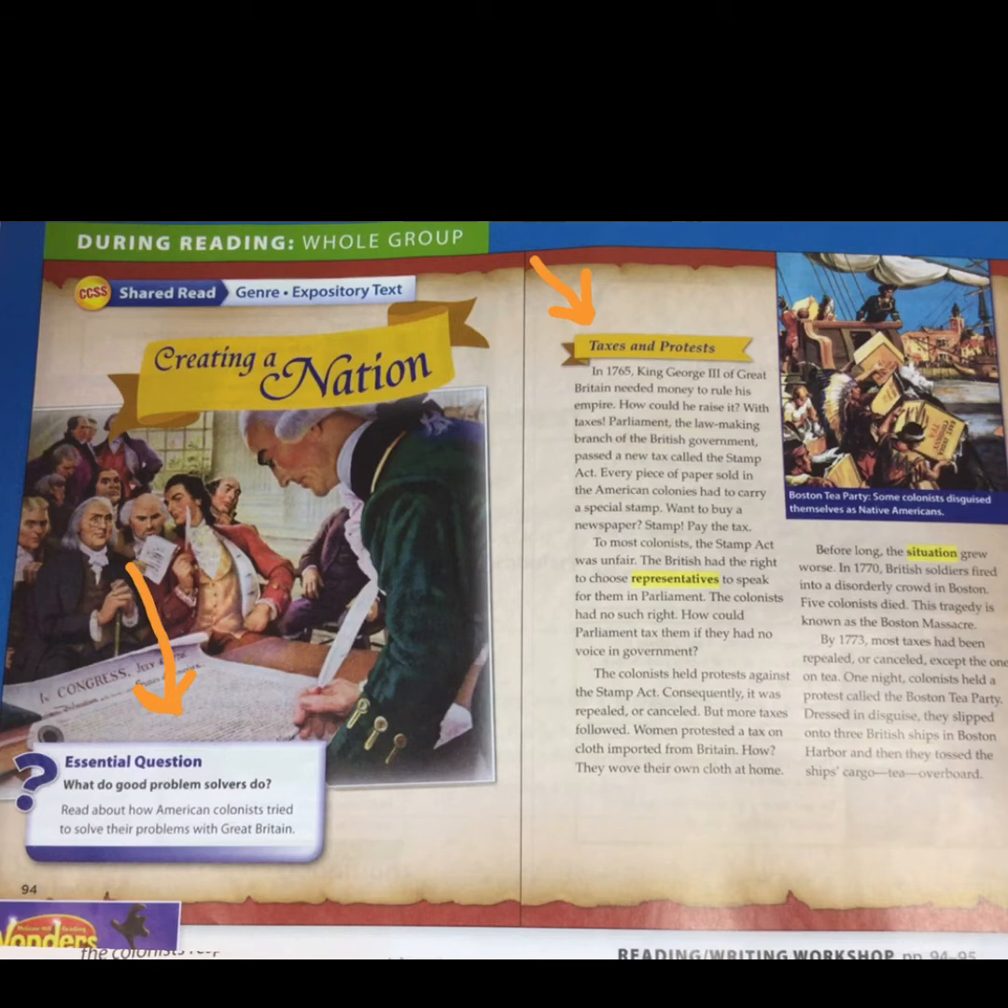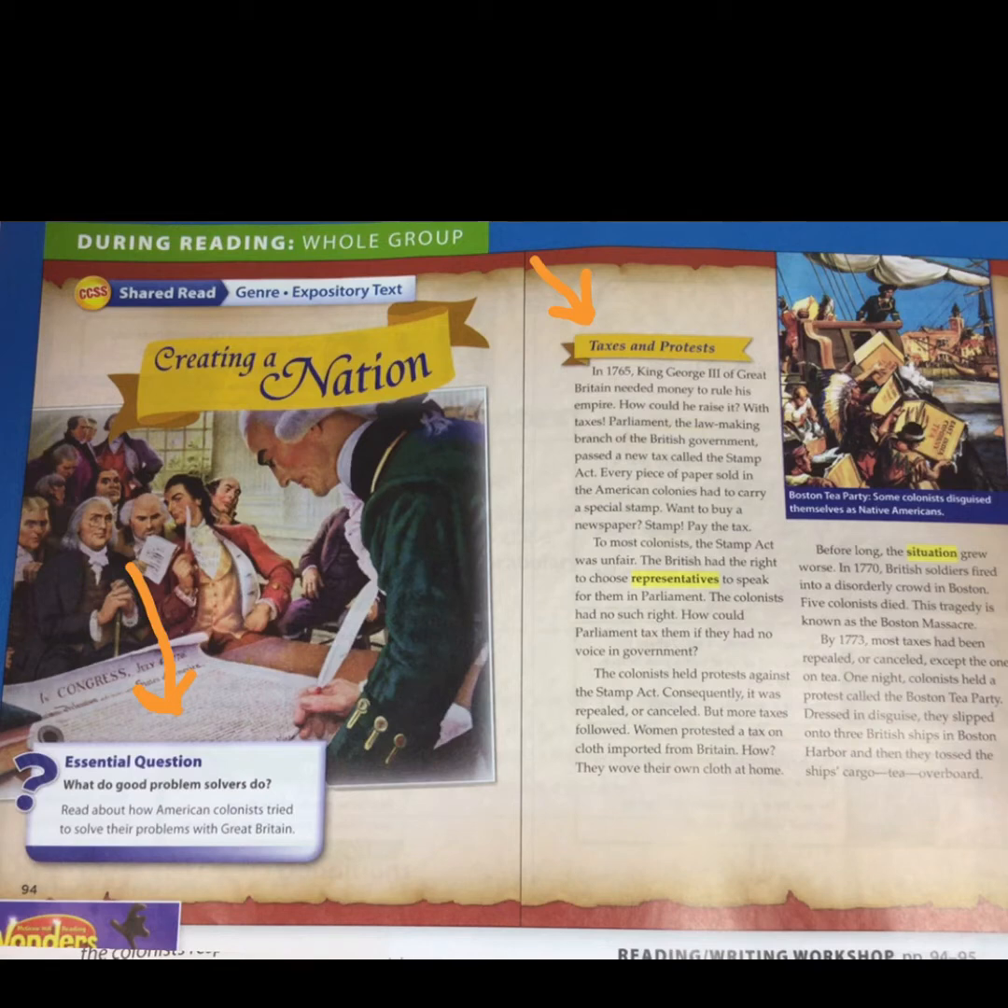But more taxes followed. Women protested a tax on cloth imported from Britain. How? They wove their own cloth at home. Before long, the situation grew worse. In 1770, British soldiers fired into a disorderly crowd in Boston. 5 colonists died. This tragedy is known as the Boston Massacre.